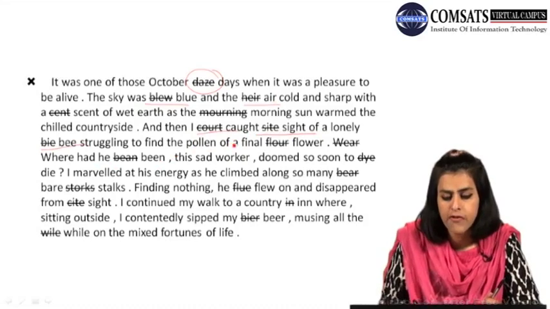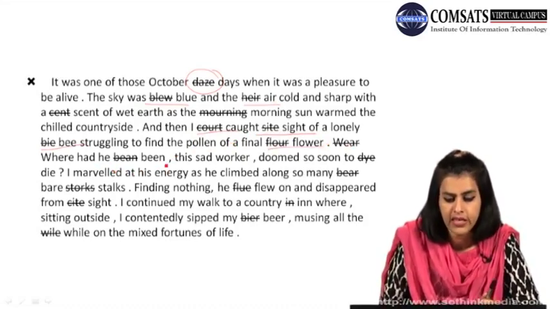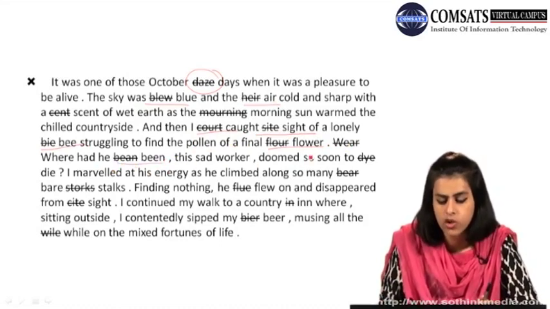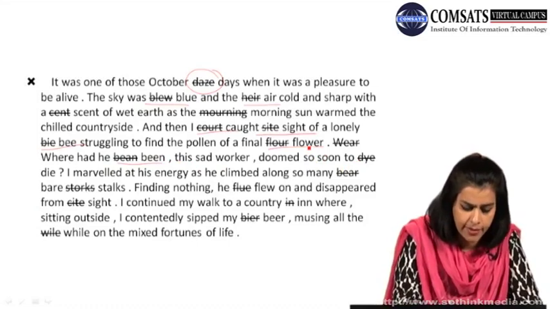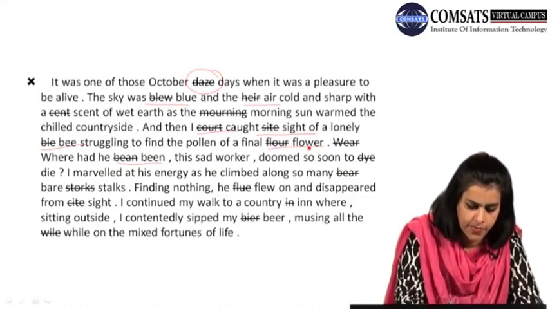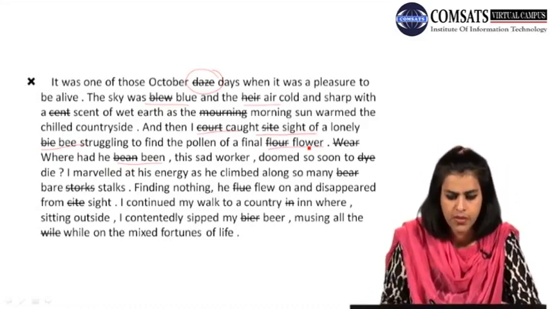Then I caught sight of the lonely bee struggling to find a pollen of a final floor. Where had he been, this sad worker doomed so soon to die? Now see, bean and bean, floor and flower, sight and sight, and there are many other words also.